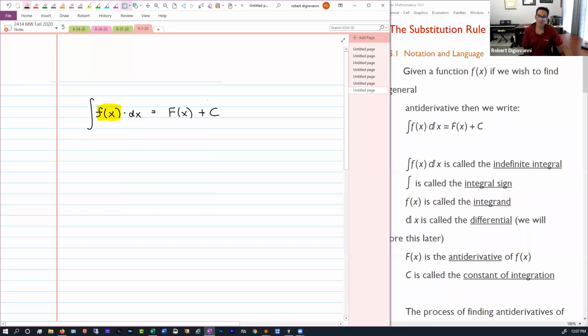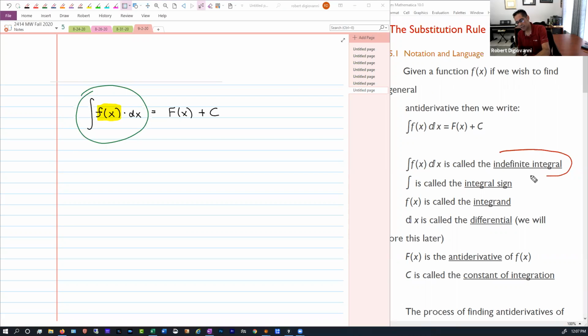And so there's names for this thing, all right? This whole thing over here is called the indefinite integral. So you're gonna start hearing me say antiderivative less and less. You're gonna hear me saying, find the integral, or find the antiderivative, or find the indefinite integral of this function. They're synonymous with antiderivative. The actual symbol here is called the integral sign.